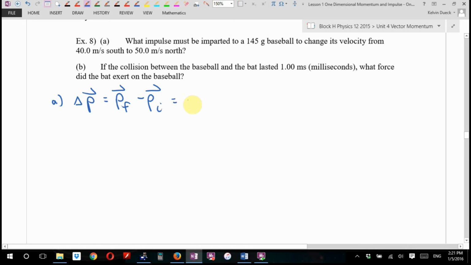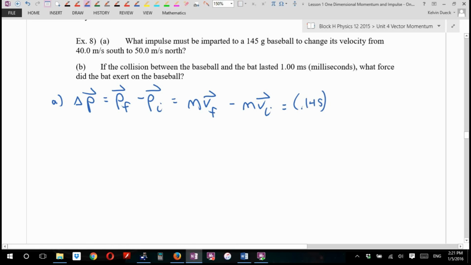Mitchell, momentum is what times what? Raj, momentum is what times what? Thank you, Raj. You were ever so clever. So this is going to be mv final minus mv initial. Raj, what's the mass of the baseball? Careful. What's the mass of the baseball? Thank you for not saying it was 145 kilograms. Yeah, 0.145.